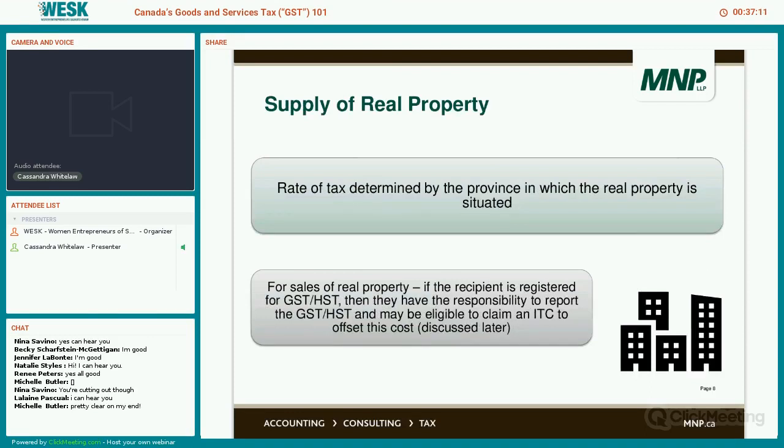The supply of real property is going to be based on where the actual real property is situated. There are special rules regarding who has to collect and report the GST on the sale of real property, and I'll get into those a little bit later in the presentation.